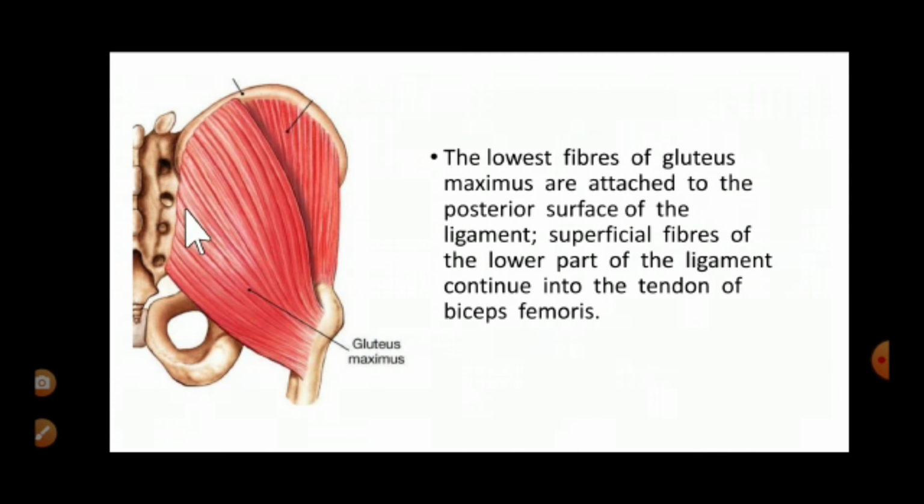Now here we can see the gluteus maximus muscles. The lowest fibers of the gluteus maximus muscles are attached to the posterior surface of the sacrotuberous ligament. We saw that the sacrotuberous ligament is present in this region here, from the sacrum to the ischial tuberosity. So the lowest fibers of the gluteus maximus take origin from the sacrotuberous ligament as well.